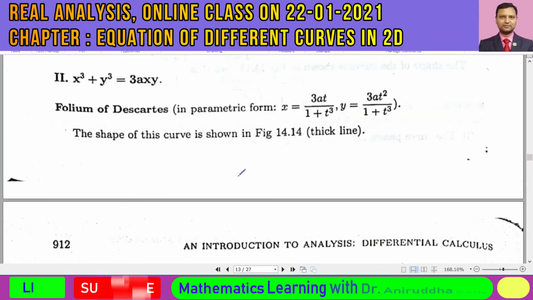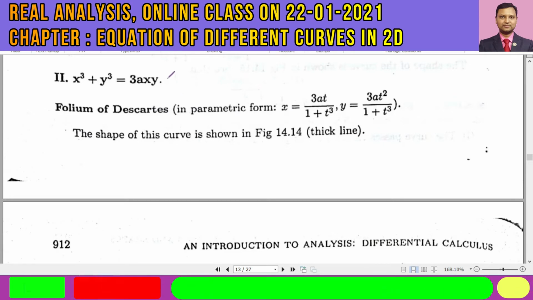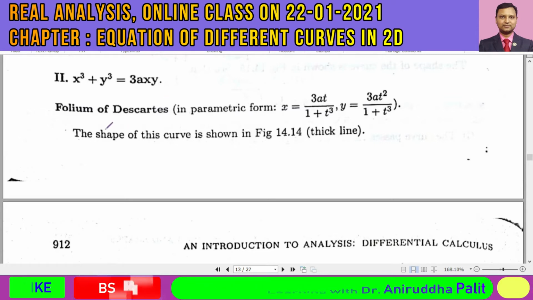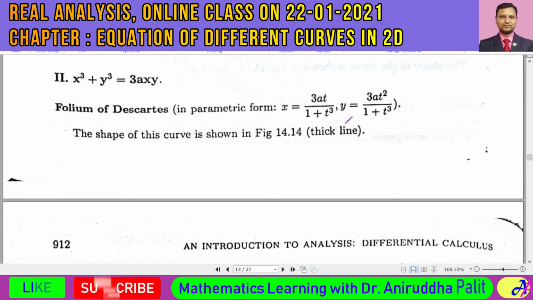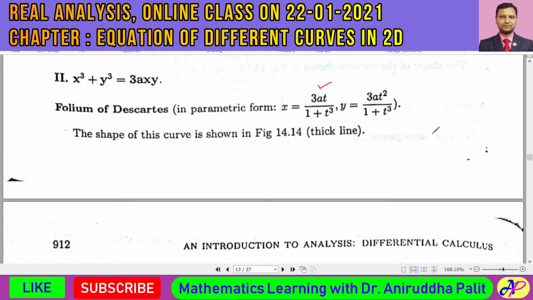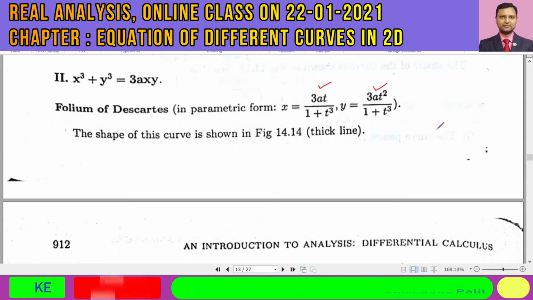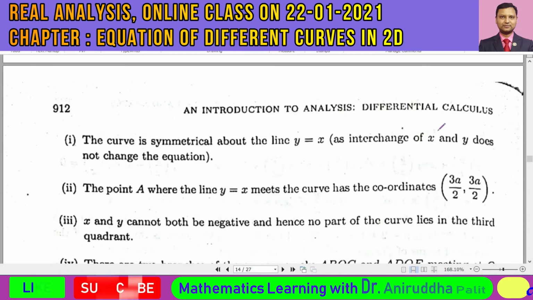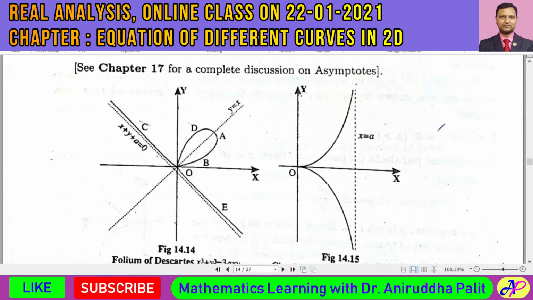Next is the Folium of Descartes. This kind of equation: x cube plus y cube is equal to 3axy. And this Folium of Descartes can have this kind of parametric form: x is equal to 3at divided by 1 plus t cube, y is equal to 3at square divided by 1 plus t cube. This kind of curves are called Folium of Descartes.